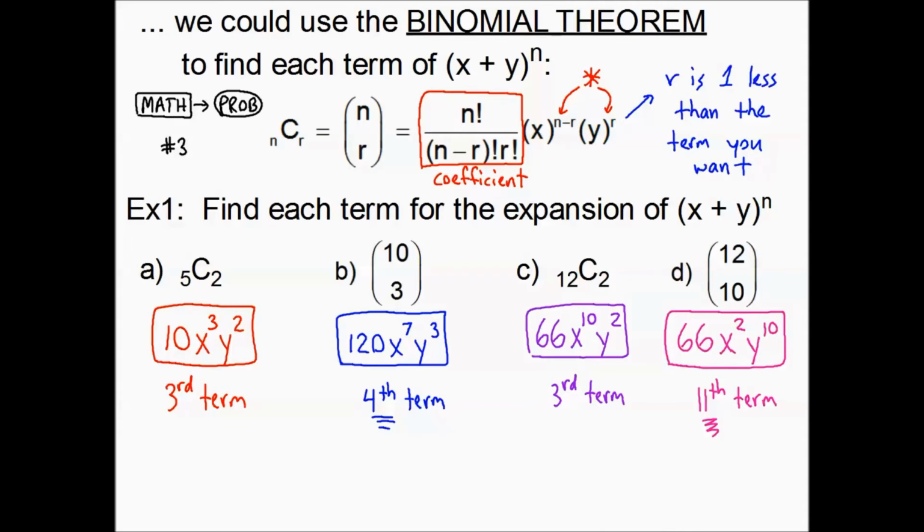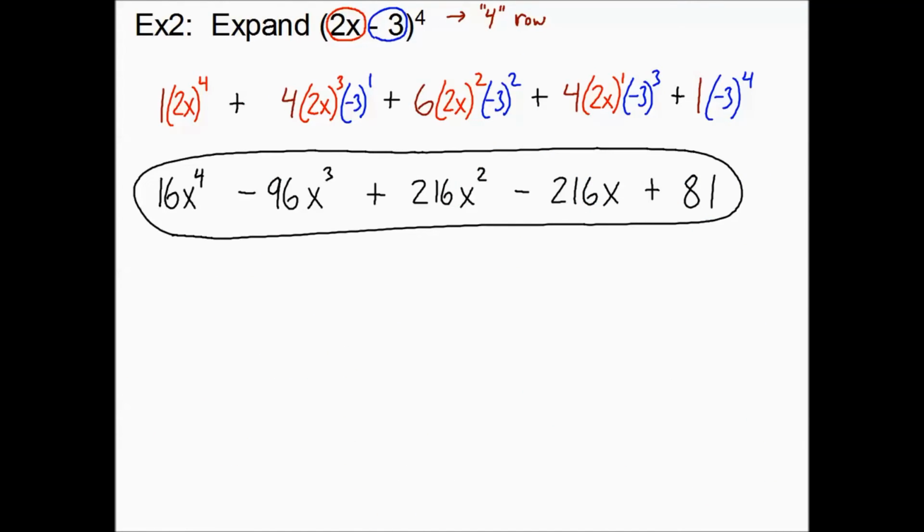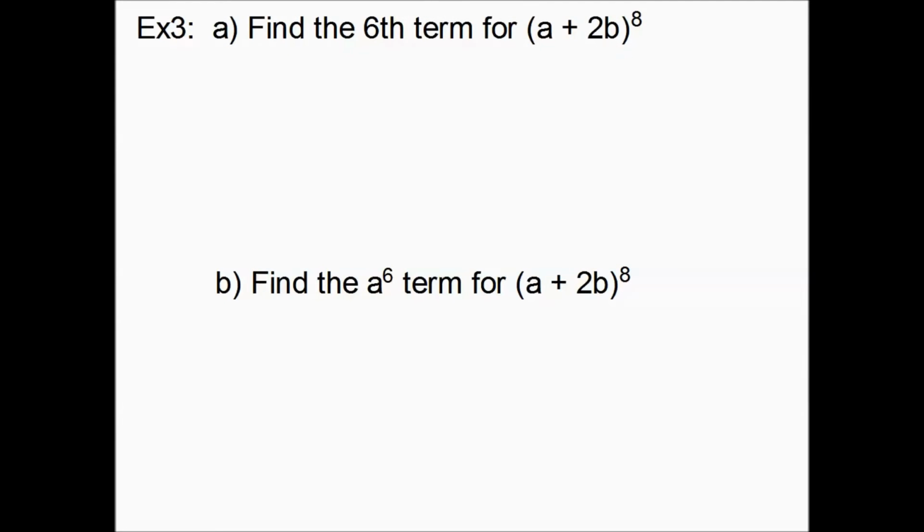So let's flip over. We've already done example 2 in the previous tutorial, and I think since we're looking to expand the entire thing, using Pascal's triangle makes sense. We could use the binomial theorem and find each term individually, but if we're going to expand the whole thing, I'm going to use Pascal's triangle. It's a situation like example 3 that I definitely would use the binomial theorem.